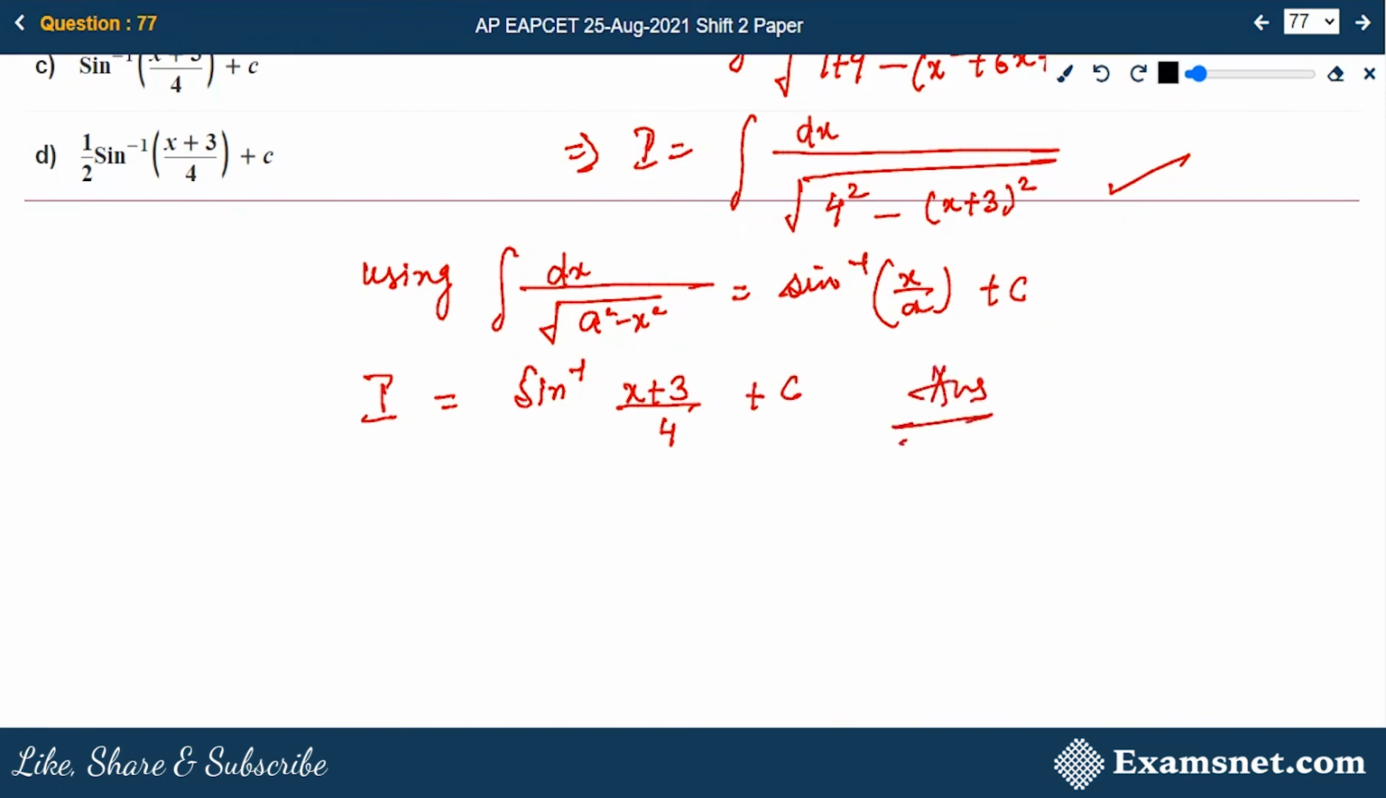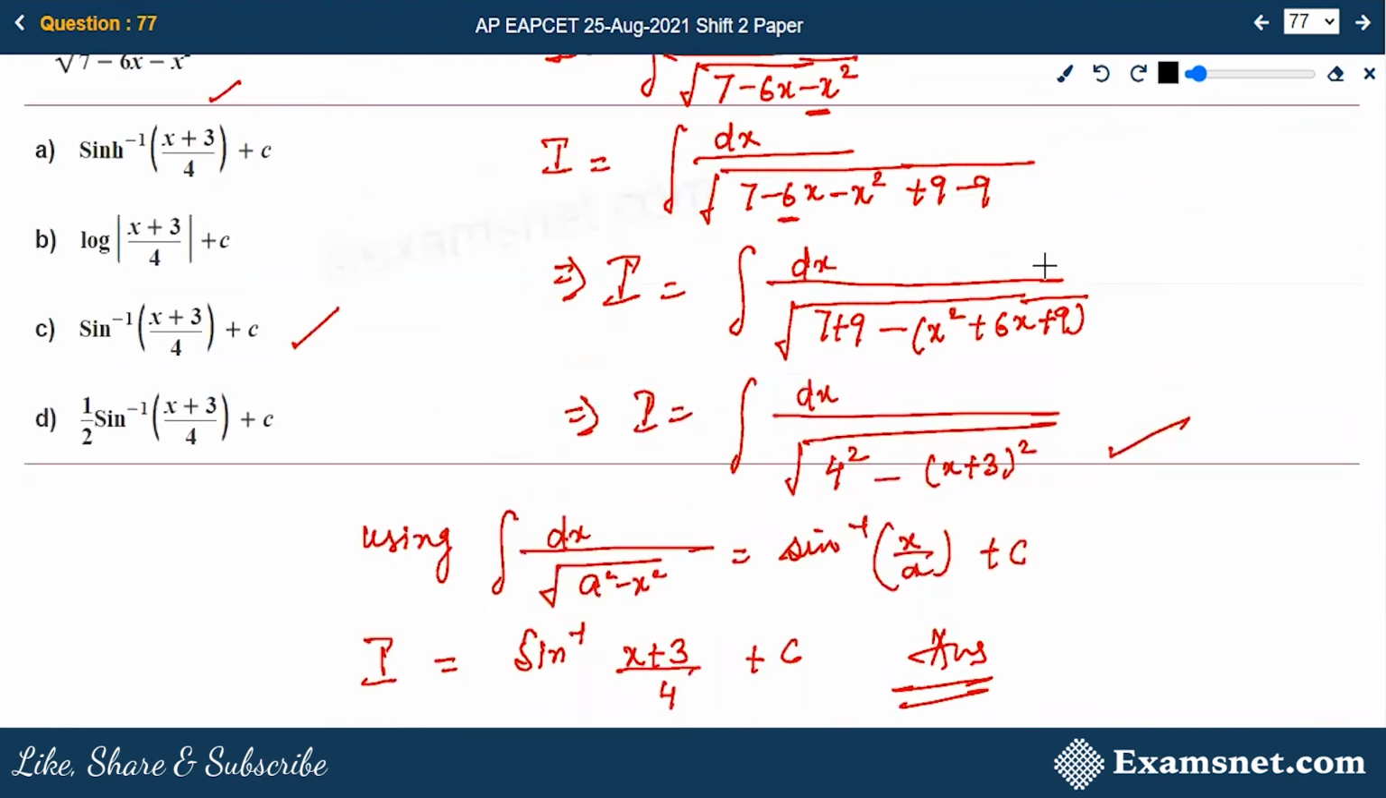This is your required answer. So the correct answer is option C, sine inverse of (x plus 3) upon 4 plus c. Let's move to the next question.